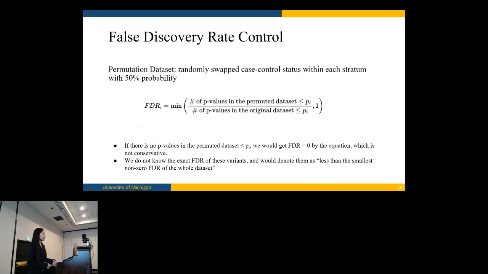And because the false discovery rate is less than or equal to 1, we take a minimum with 1 in this formula. It should be noted that if there are no p-values in the permuted data set that are less than or equal to the p-value of the variant, then we would get an FDR equal to 0 by the equation. But this is not conservative. Actually, we don't know the exact p-value of these variants, so we would denote them as less than the smallest non-zero FDR of the whole data set.